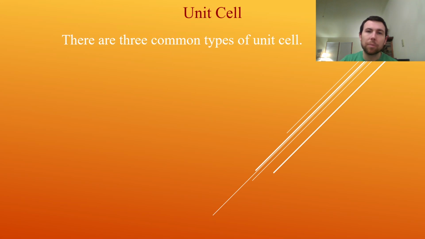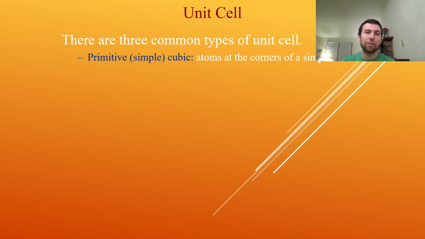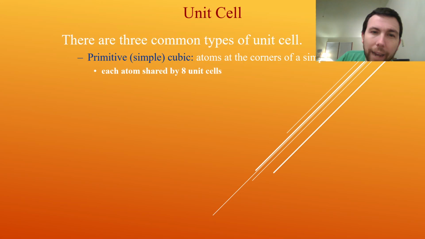Now, there are three types of unit cells. Again, this is not something that AP is going to be testing you on specifically, but it's good to know as you're moving forward, because you might see this later on if you take chemistry in college. So you've got primitive, which is simple cubic. That means atoms at the corners of a simple cube. So each atom is going to be shared by 8 unit cells.